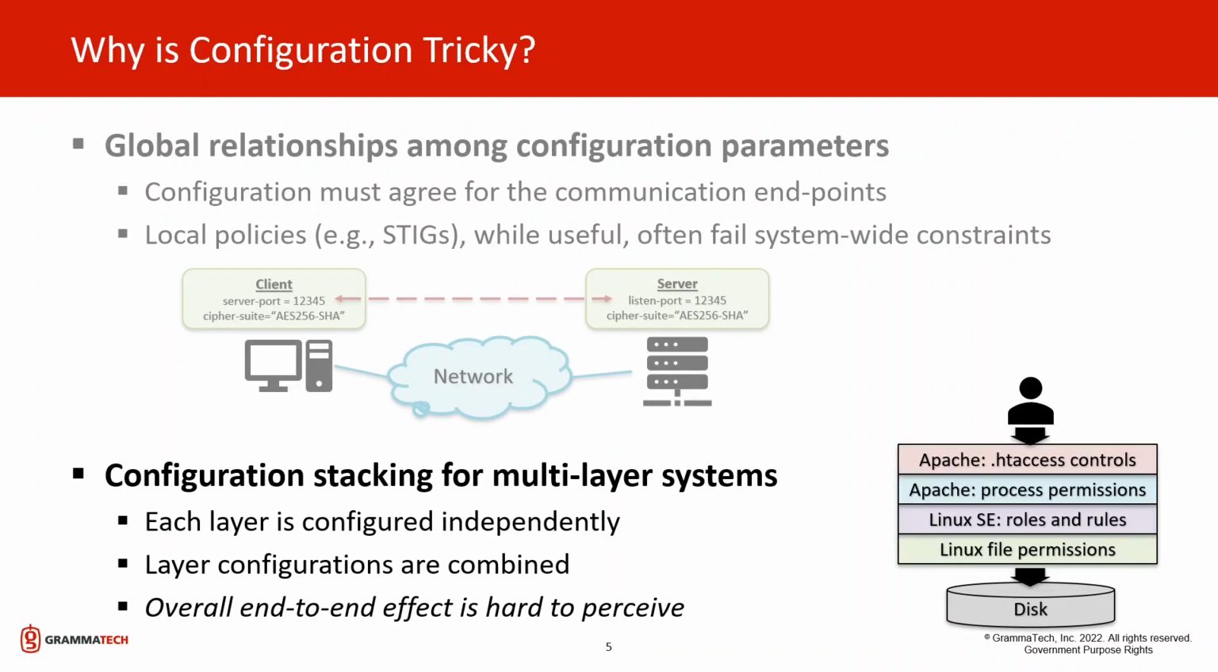Second, to manage complexity, systems are typically built by stacking together multiple abstraction layers. Each abstraction layer is individually configured, and the layer configurations are combined in non-trivial ways so that the overall effect of the configuration is often hard for a human to understand.